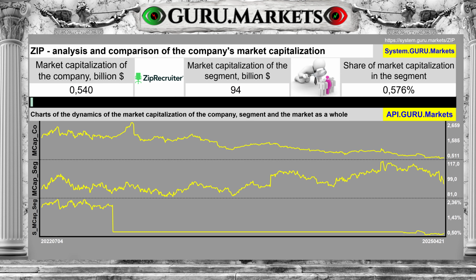Market capitalization of the company ZipRecruiter Inc is $0.54 billion, with a subcategory capitalization of $94 billion. ZipRecruiter Incorporated accounts for a share of 0.576%. This is one of the small companies in the subcategory.